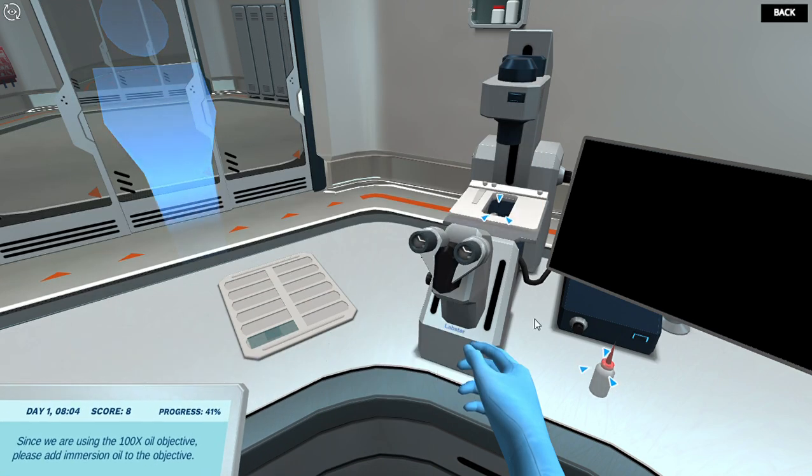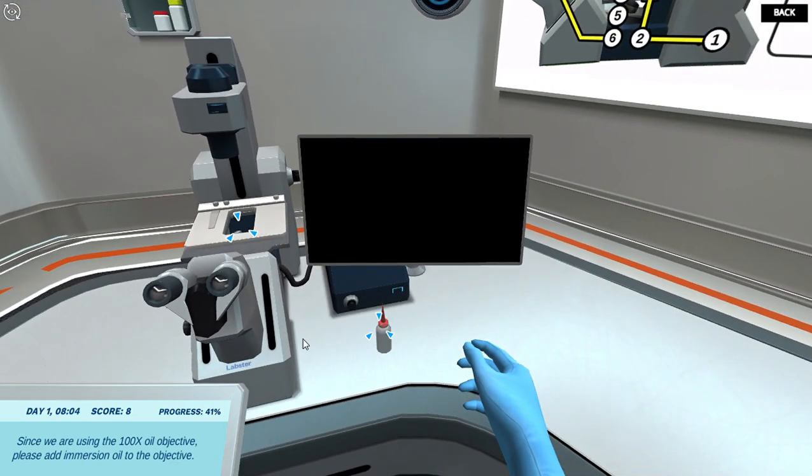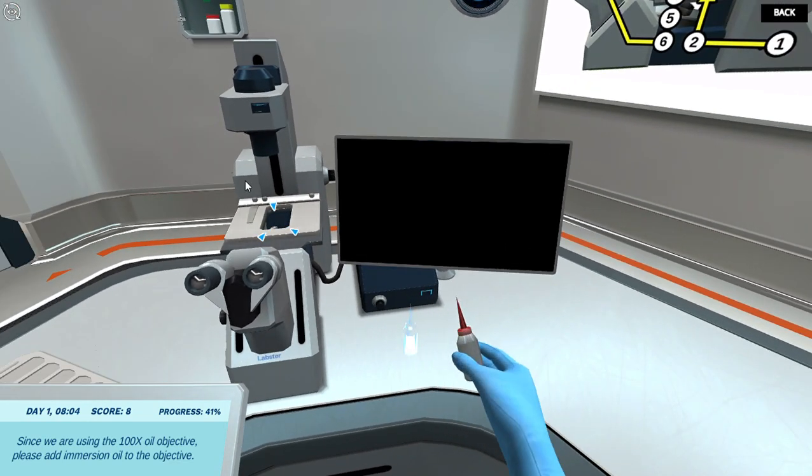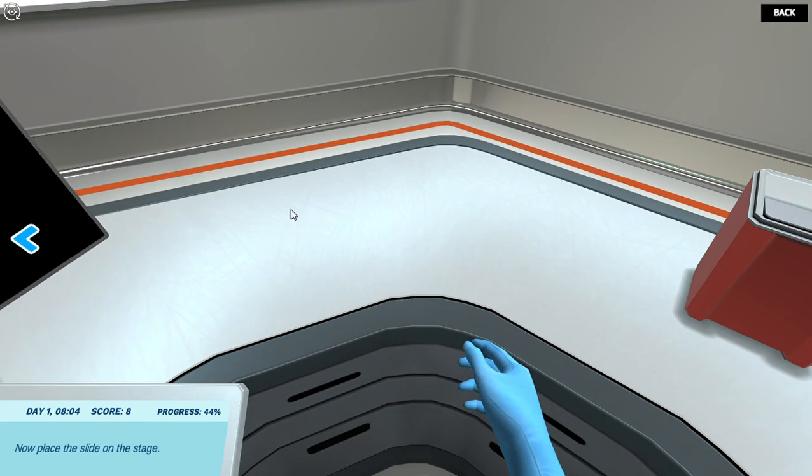Since we are using the 100 times oil objective, please add immersion oil to the objective. Now place the slide on the stage.